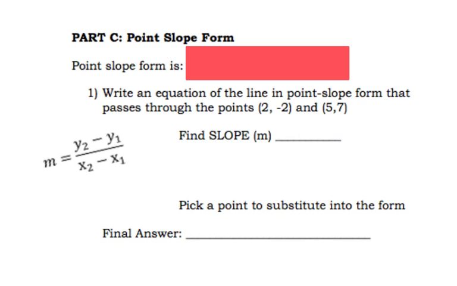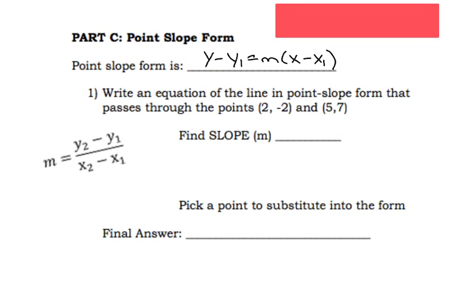All right, moving on to part C, which is about point slope form. Please make sure that you've already answered the previous 2 questions. I know I sound like a broken record, but it's all gravy. Part C. Point slope form is y minus y1 equals m times x minus x1.